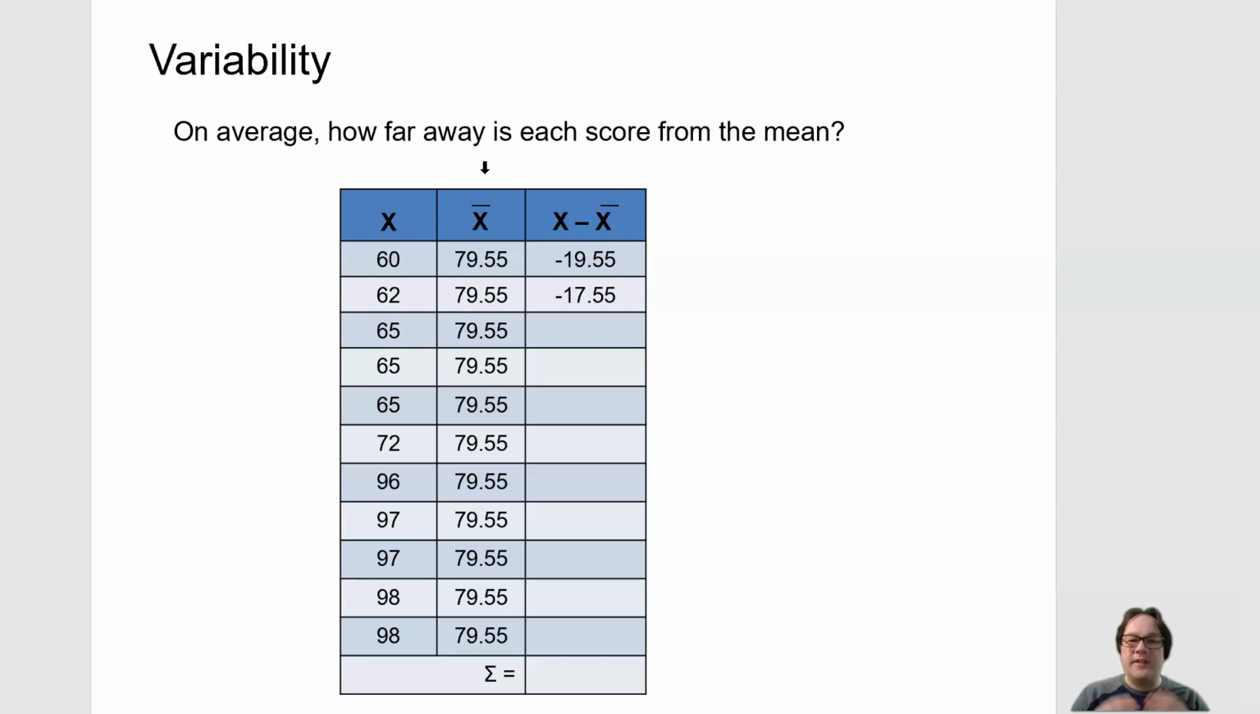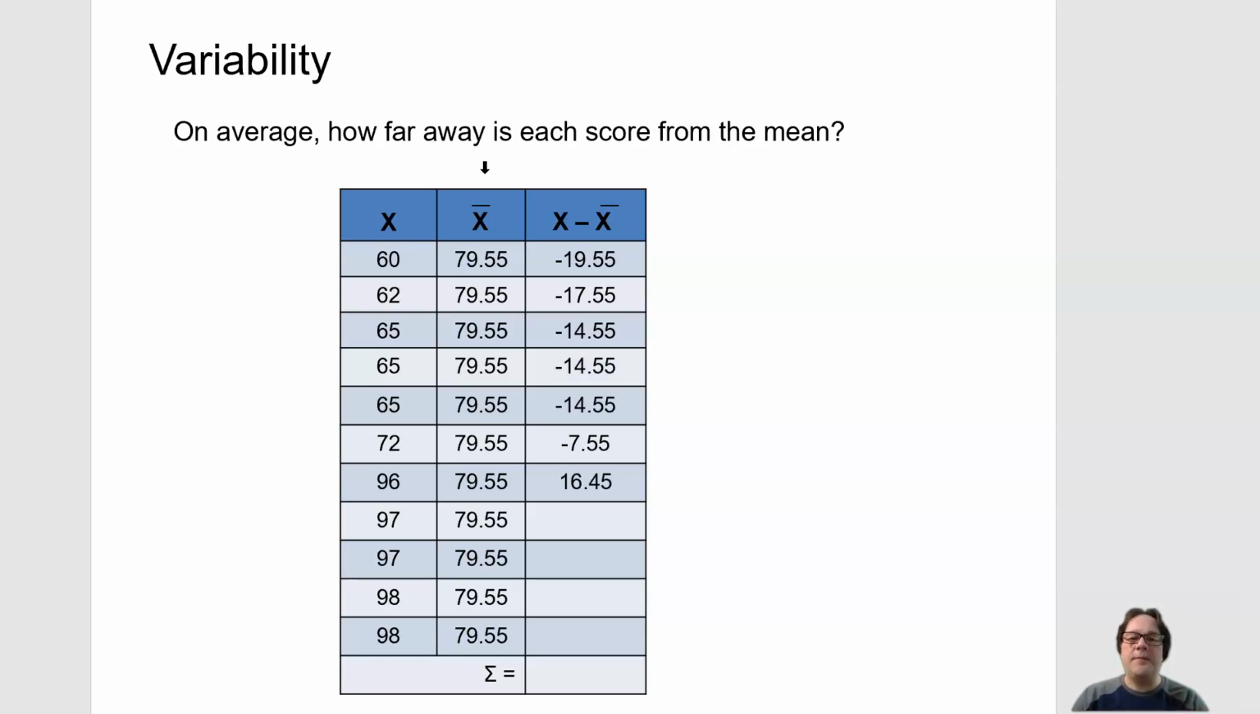So let's do that for 62, or an x score. So we take 62, subtract out the mean of 79.55, and we find out that 62 is 17.55 scores below the mean, right? So we get negative 17.55. So we could do this for every score. We could find out how far away is each score from the mean of the distribution. So let's go ahead and do that. 65 is 14.55 scores or points or values below the mean, so on and so forth.